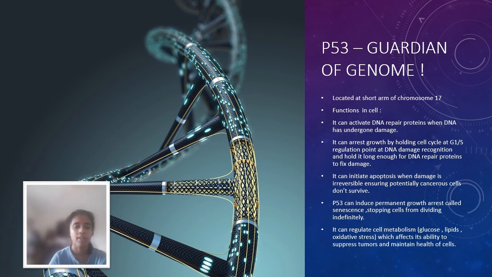This regulation point in the cell cycle is held by p53. Whenever there is damage to the DNA, it keeps the cell cycle arrested for enough time so that the DNA repair proteins can come and fix the damage. In case the damage is irreversible, those cells are removed through apoptosis, programmed cell death, so that these cells don't potentially turn into cancer.